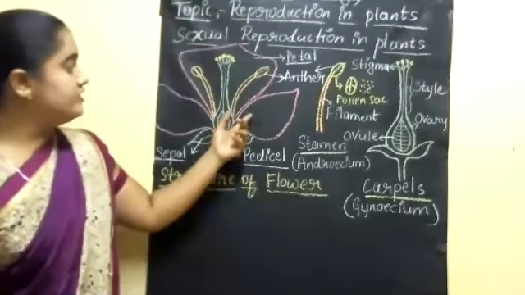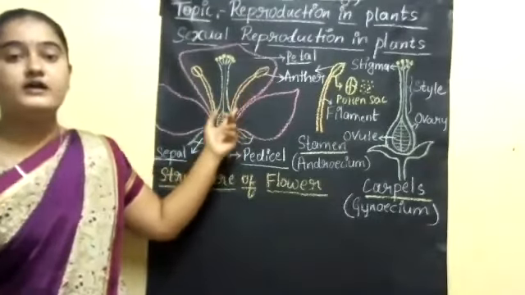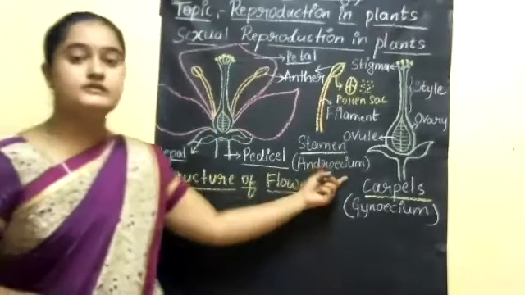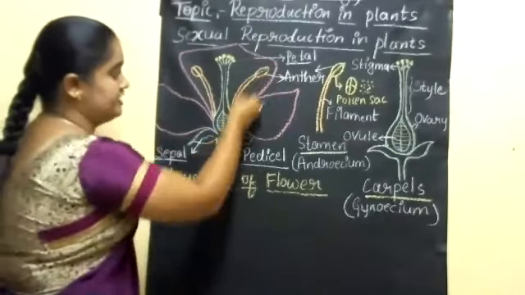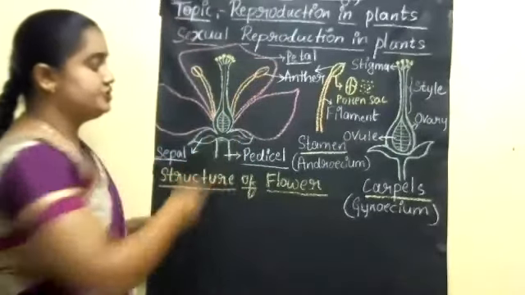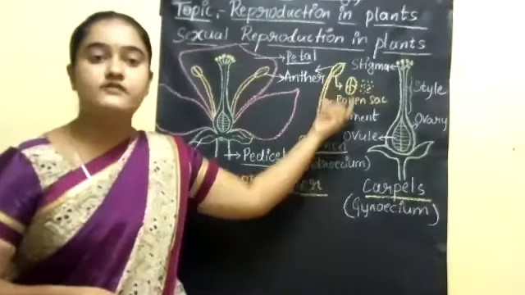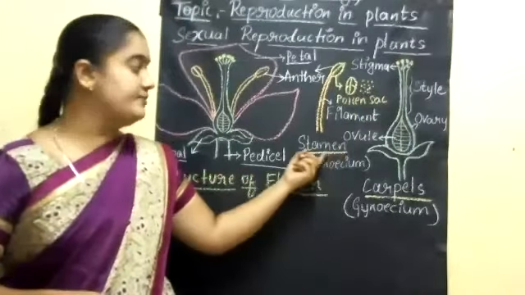Next, we'll go for the third whorl of the flower. It is the androecium. I have written here that the orange colored part is called the androecium. This androecium consists of a structure called the stamen.